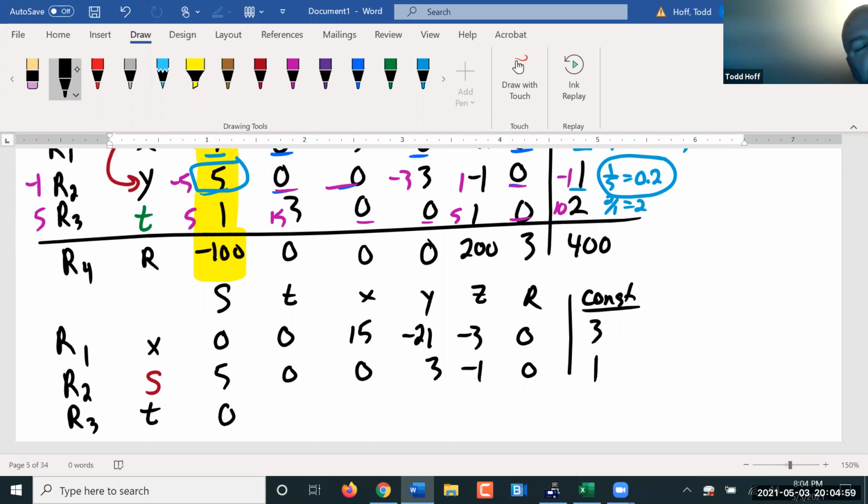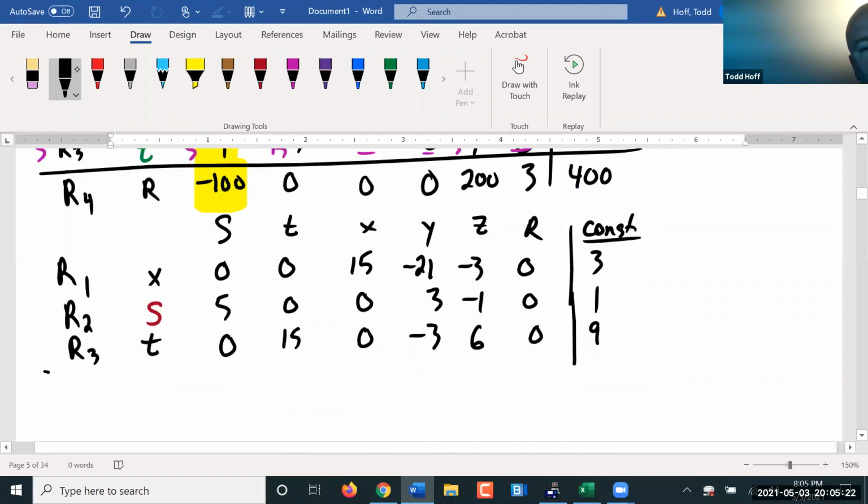Negative 5 plus 5 is 0. 0 plus 15 is 15. 0 plus 0 is 0. Negative 3 plus 0 is negative 3. 1 plus 5 is 6. 0 plus 0 is 0. And negative 1 plus 10 is 9. And we need to go to row 4, the P row or R row, whichever I want to call it.